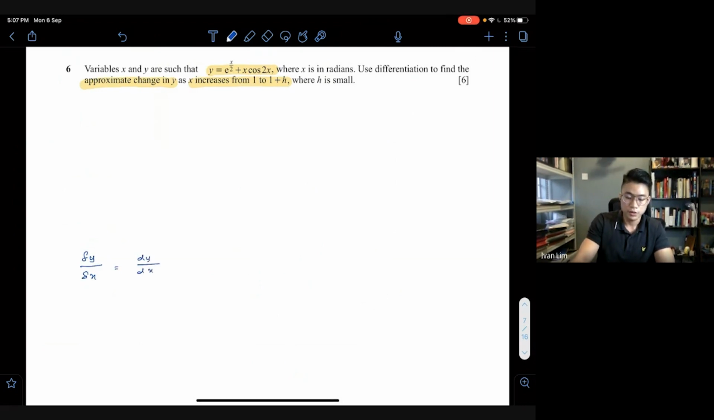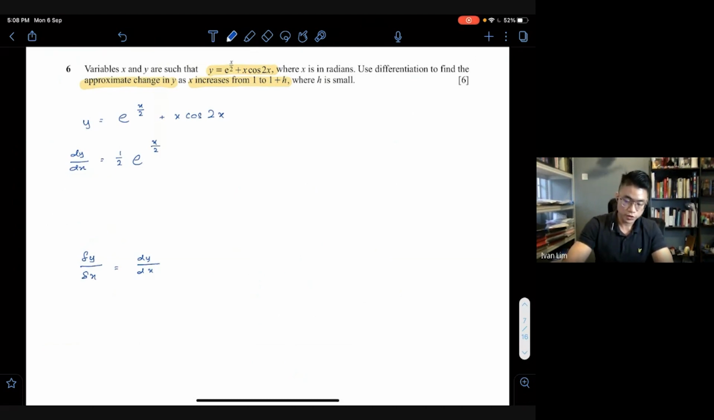However, it's given to me in the question y equals e to the power of x over 2 plus x cos 2x. So I need to differentiate this first. So e to the power of x over 2, pretty easy to do. You just need to follow f prime x e f x. So 1 over 2 e to the power of x over 2.